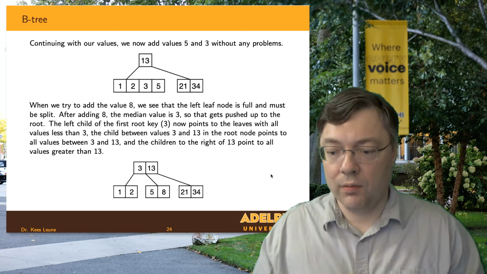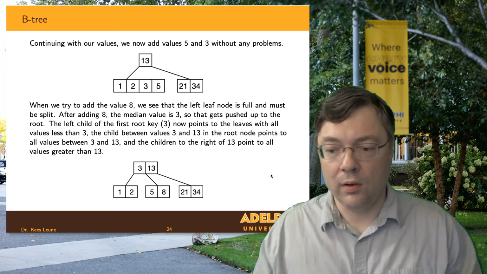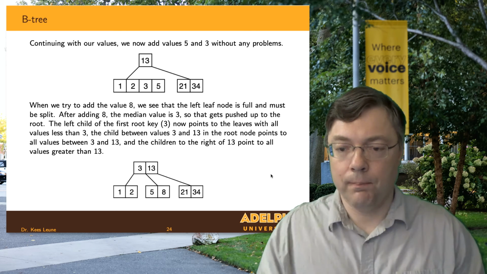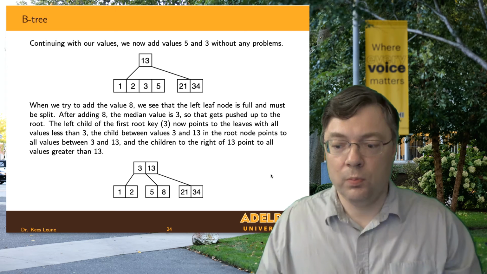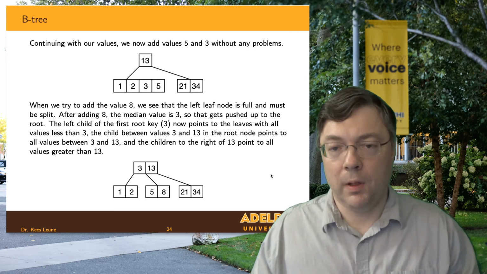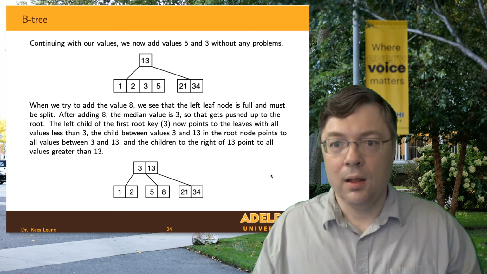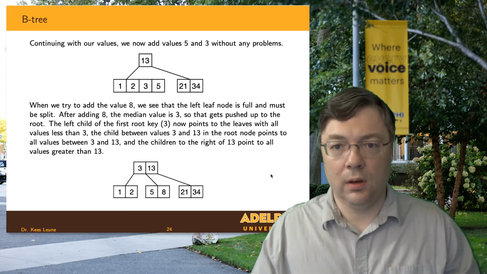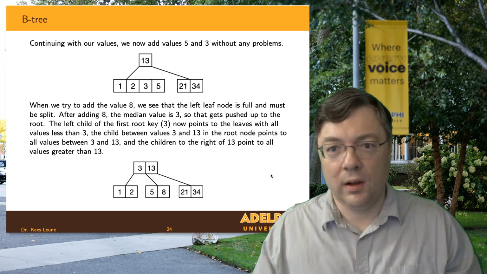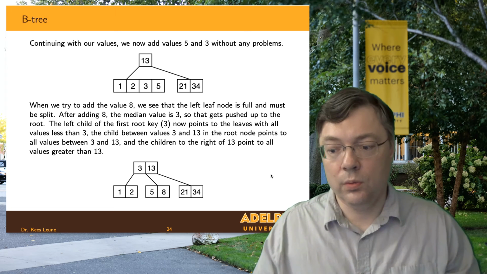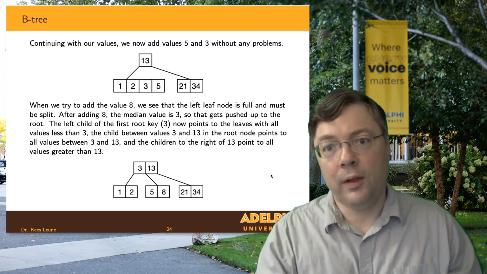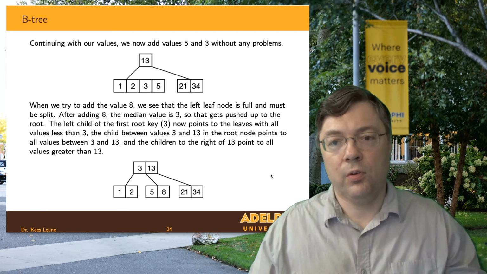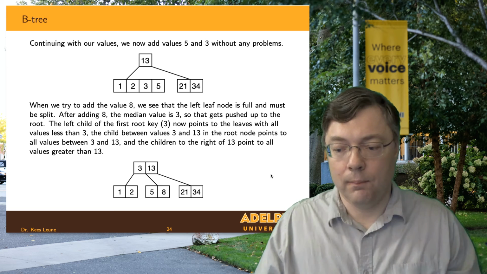If I have any values less than 3, and I do, 1 and 2, those go to the child that is to the left of 3. If I have any values between 3 and 13, and I do, those are 5 and 8, they go to the child that is connected in between 3 and 13. And do I have any values larger than 13? Well, I do. It's 21 and 34. Well, then they go to the child that's mounted to the right of 13. And you see that my tree rebalanced itself again.